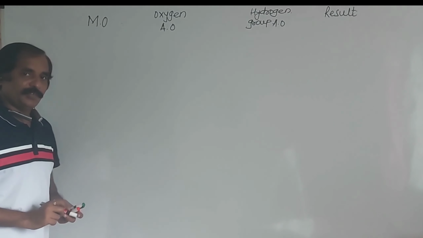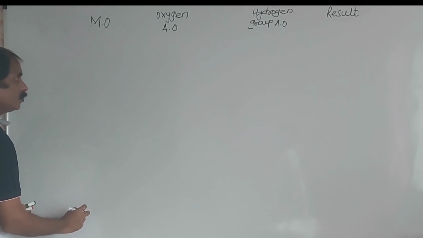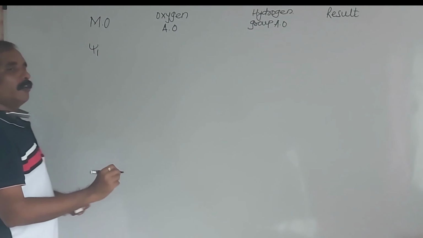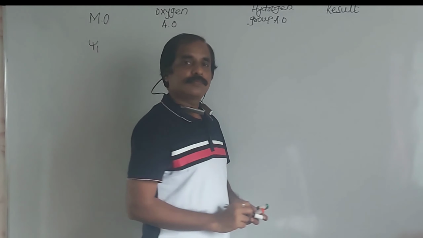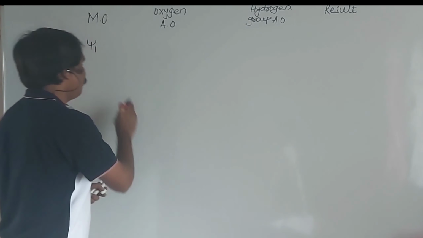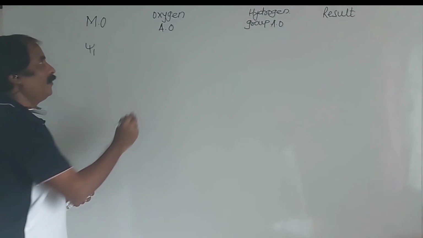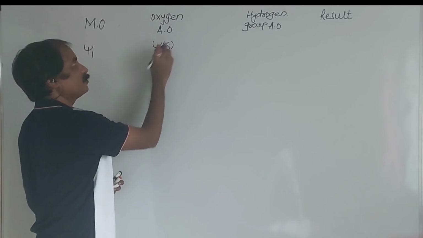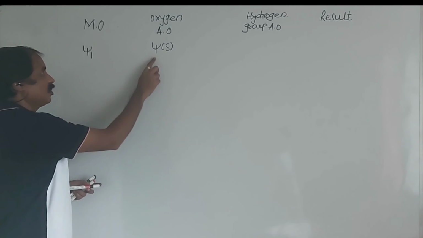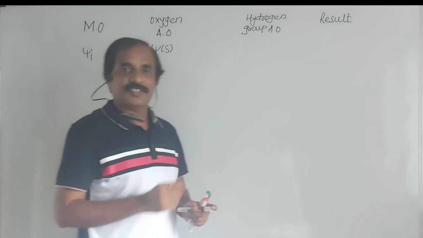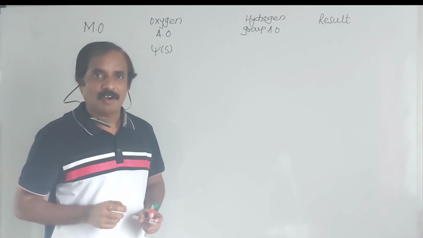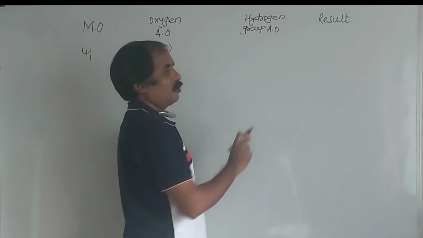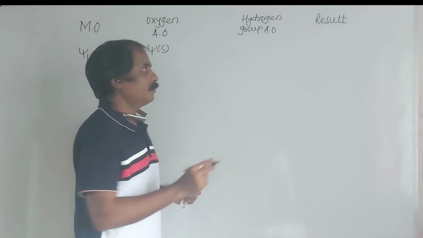First, I will take sigma 1, this is the molecular orbital. How is sigma 1 formed? I will take the S atomic orbital from oxygen, the wave function of the S atomic orbital of oxygen. Here two hydrogen atoms are there, and I will take a combination.